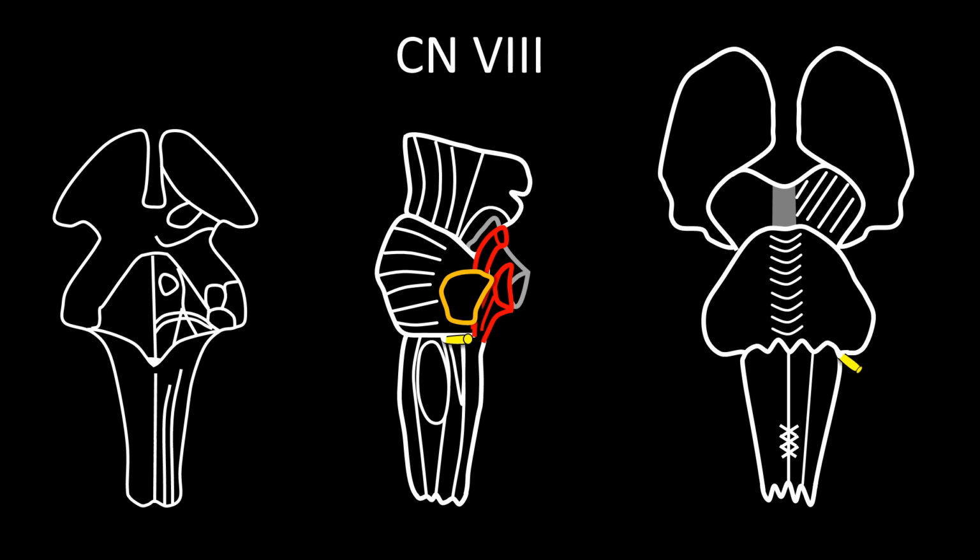Cranial nerve 8, the vestibulocochlear nerve, is attached to the pontomedullary junction close to the cerebellar peduncle. The 7th, the facial and intermediate nerve, is also attached to the pontomedullary junction but more medially. The most medial of all at this junction is the abducens or cranial nerve 6.